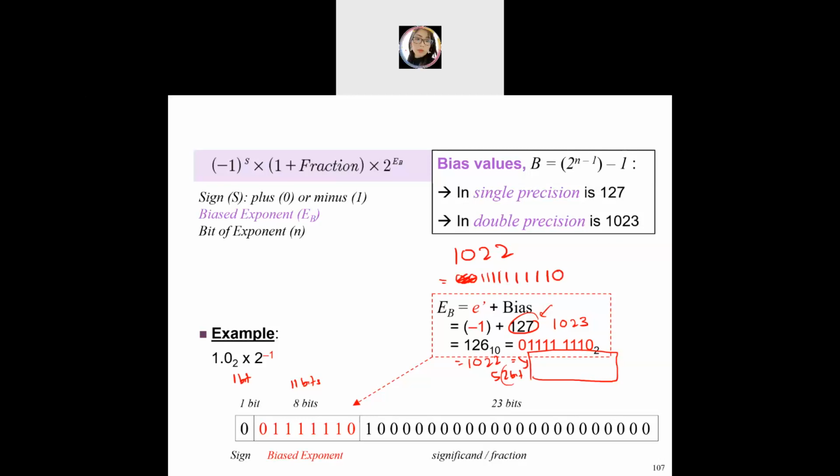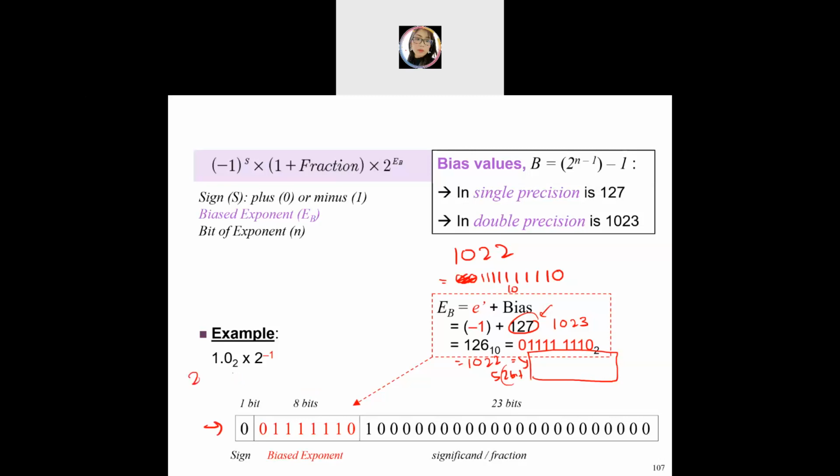Please, the rest check also. 1, 2, 3, 4, 5, 6, 7, 8, 9, 10. You have 10 bits here. So where do you put it? I put it here. Okay, this one is for single precision.